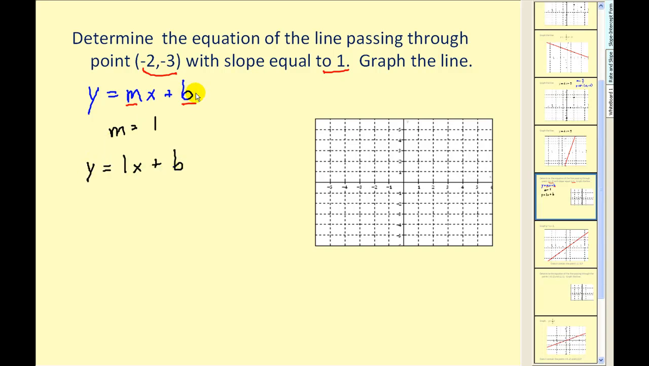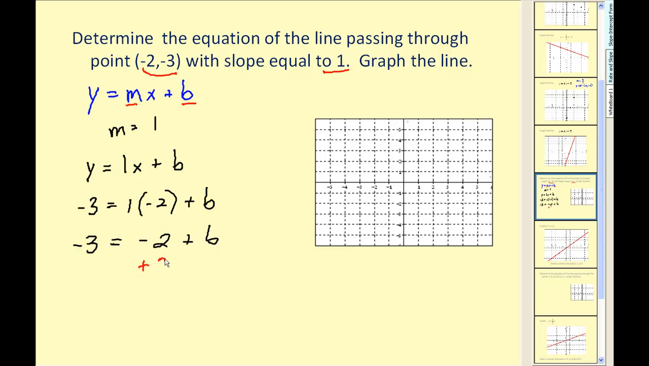Now there's a couple ways of finding the value of b. If this point is on the line, it must satisfy this equation. So what that's telling us we can do is replace y with negative 3 and x with negative 2 and solve for b. So when y is negative 3, x must be negative 2, and this gives us an equation with one unknown. Let's go ahead and solve for b.